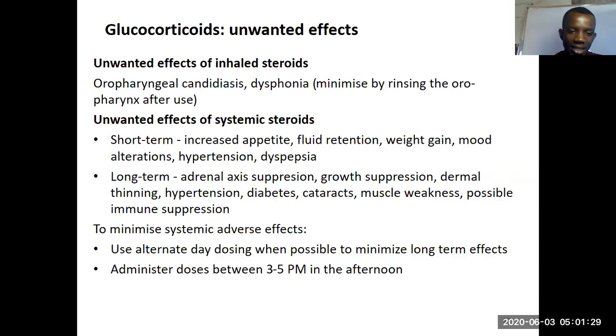Now, to minimize these adverse effects, use alternate day dosing when possible to minimize long-term effects. What this means is that when you administer corticosteroids today, on the following day you do not administer, but instead give on the third day. So you're alternating. This day you give, on the other day you don't. That's what we mean when we say alternate, so that we minimize long-term effects. And then administer doses between 3 to 5 p.m., okay, between 15 hours and 17 hours in the afternoon.